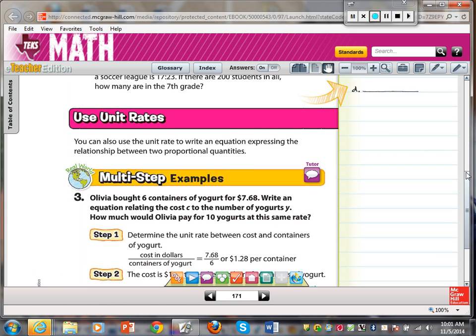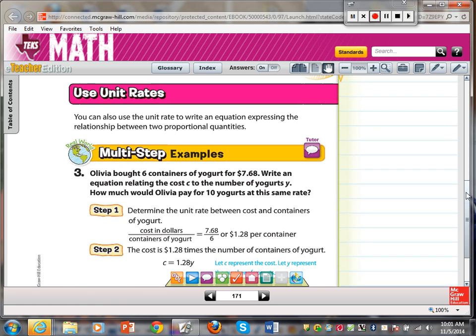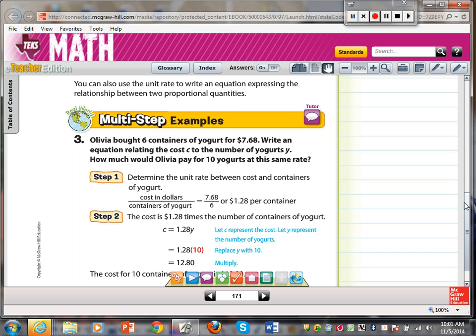Example number 3. Don't forget to do your got it here. Use unit rates. Okay, on this one we don't really set up a proportion per se, but we're going to set up an equation. You can also use the unit rate to write an equation expressing relationships between two proportional quantities. Olivia bought 6 containers of yogurt for $7.68. So this is important. $7.68 for 6 containers.